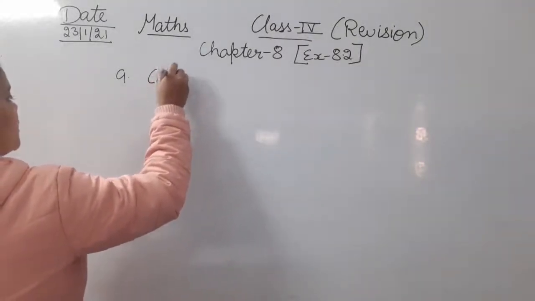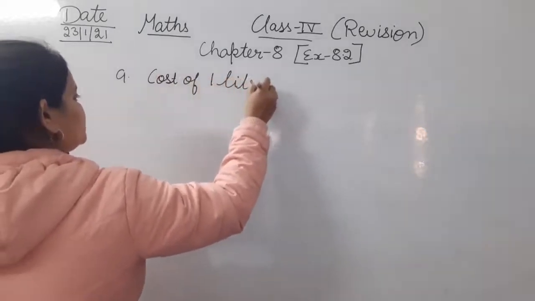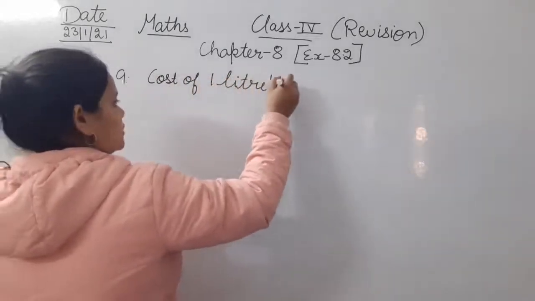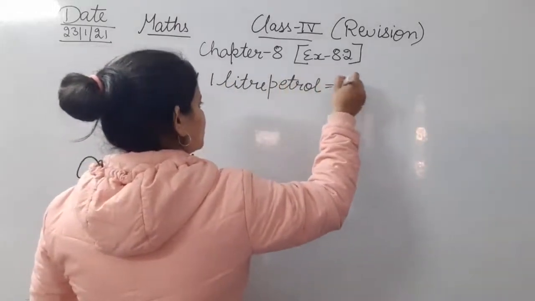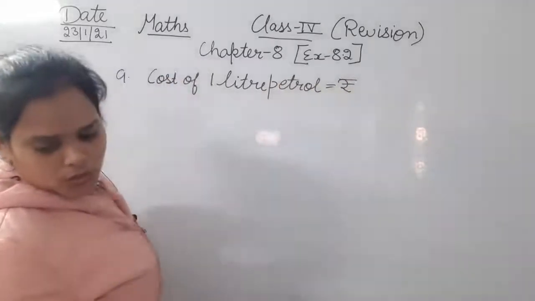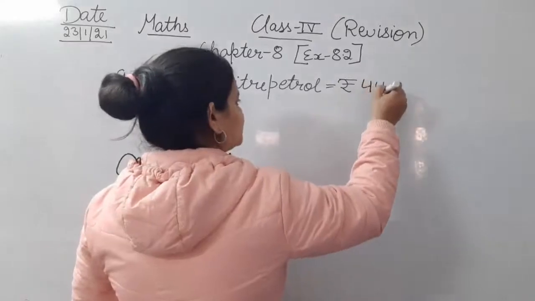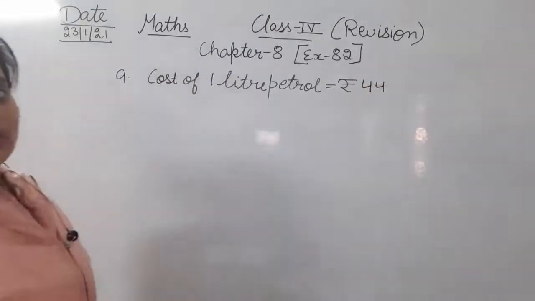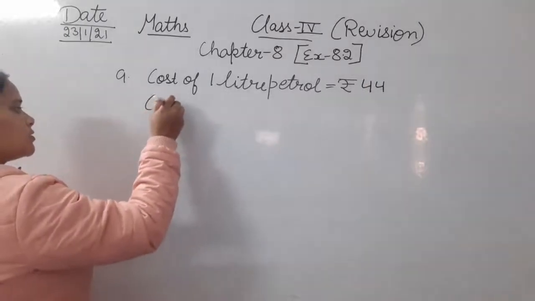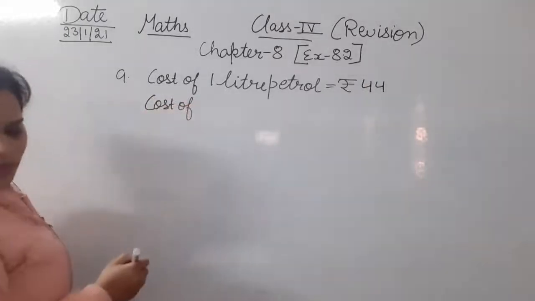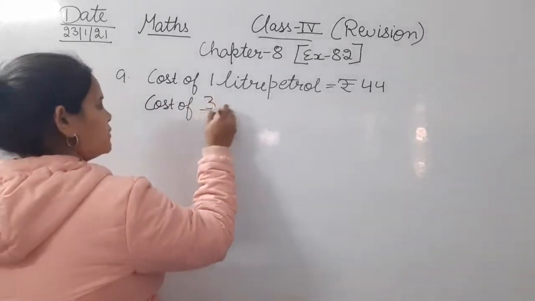Cost of 1 liter petrol is equal to rupees 44. Okay, so this is the cost of 1 liter of petrol and we have to find the cost of, किसकी निकालनी है हमें cost? We have to find the cost of 3/4 liter.